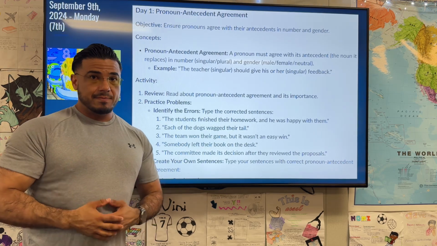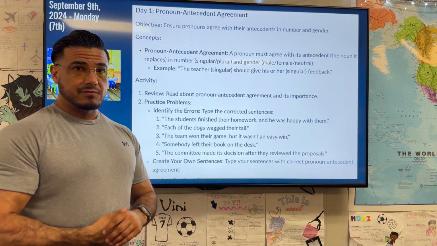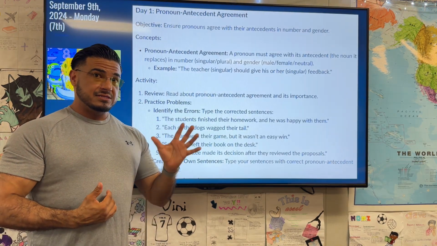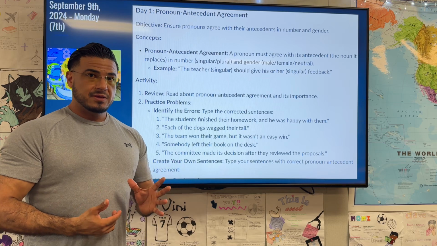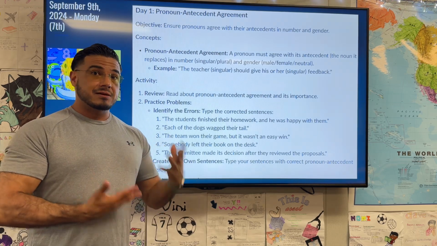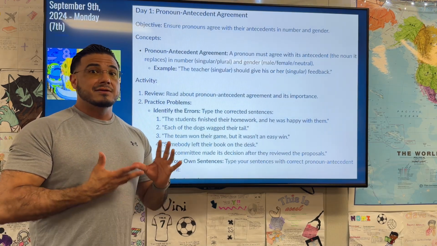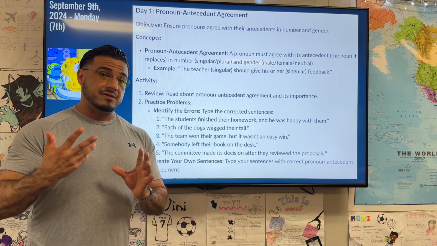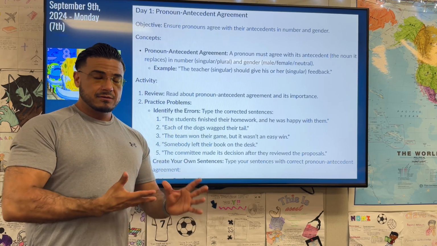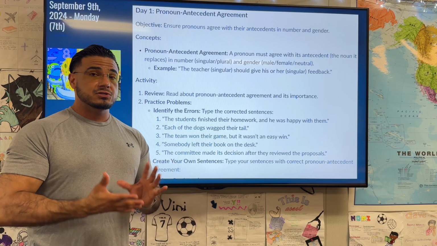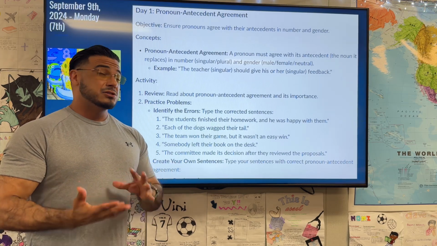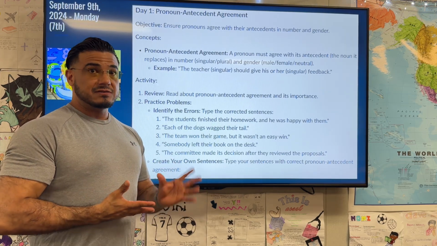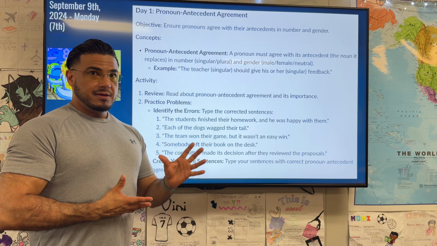So again, just to wrap up and reiterate some of the points we covered, today we covered antecedent and pronoun agreement, which ensures that if the noun that's being replaced with a pronoun is singular or plural, so too should that pronoun be. It should match the gender if one exists for that particular noun.